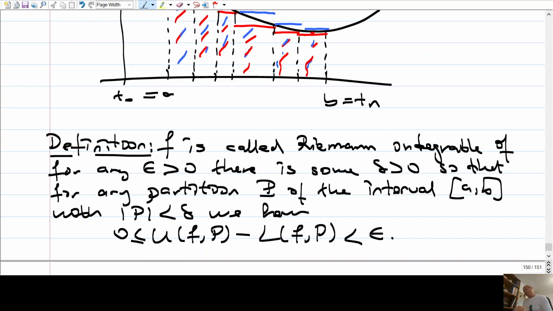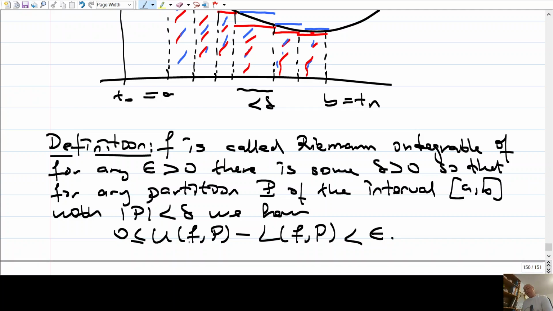So, a function is Riemann integrable if this happens. You give me epsilon, I find some delta, so that if I divide this interval into subintervals so that the longest interval has length less than delta, in other words, norm of P is less than delta, then these distances are all less than delta.